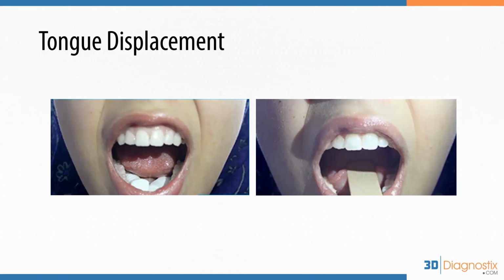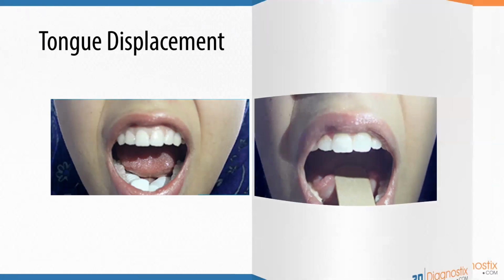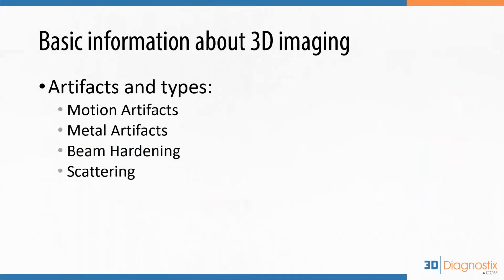retract the tongue. Now, when you CT scan a patient, these are things to expect to appear in your CT scan, whether motion artifacts because the patient moved while being scanned, or metal artifacts because the patient has implants, crowns, or root canals. And these metal artifacts are also going to cause beam hardening and scatter.